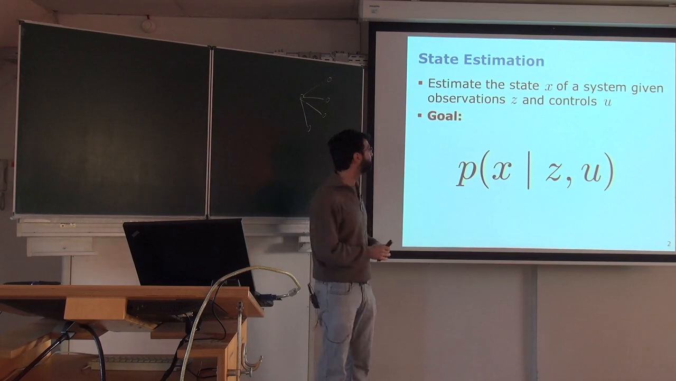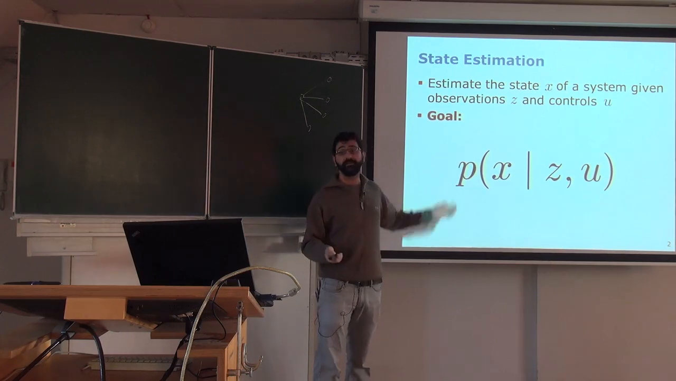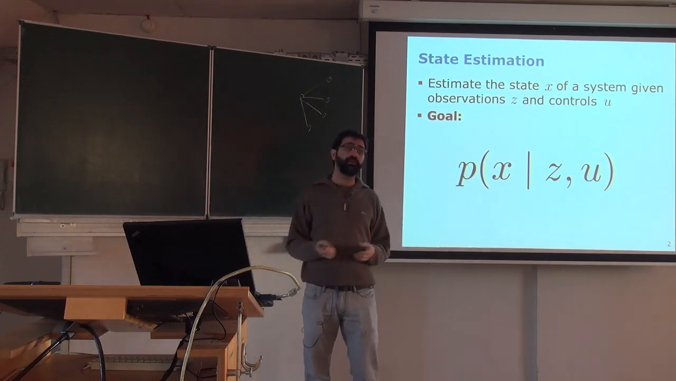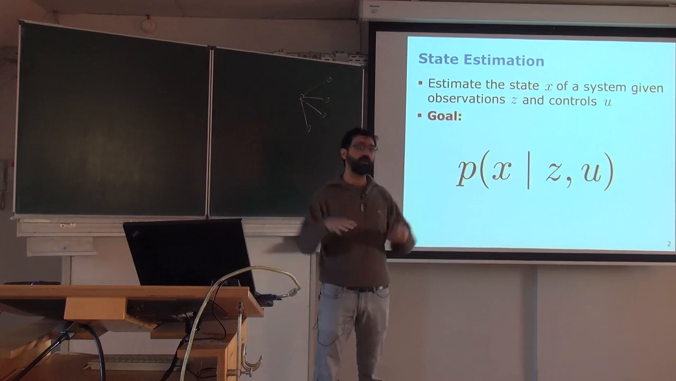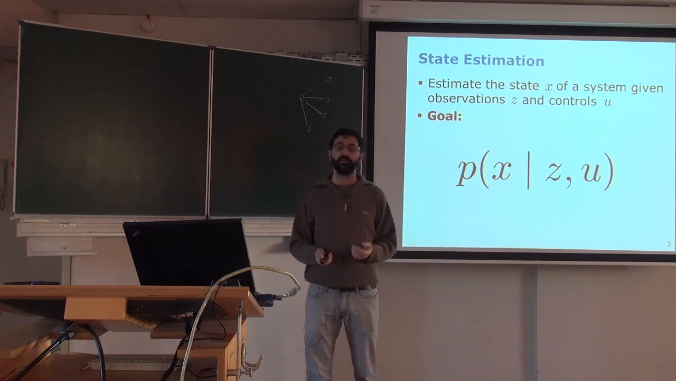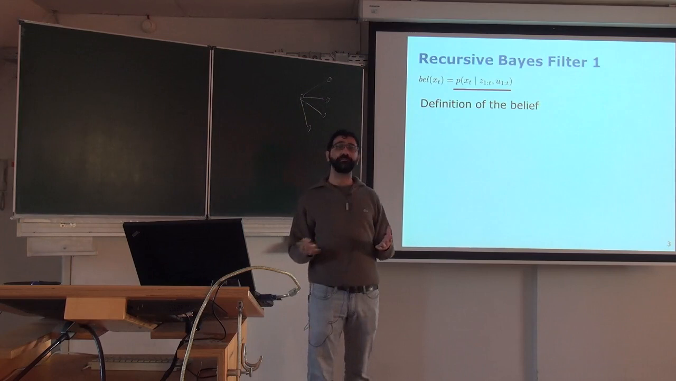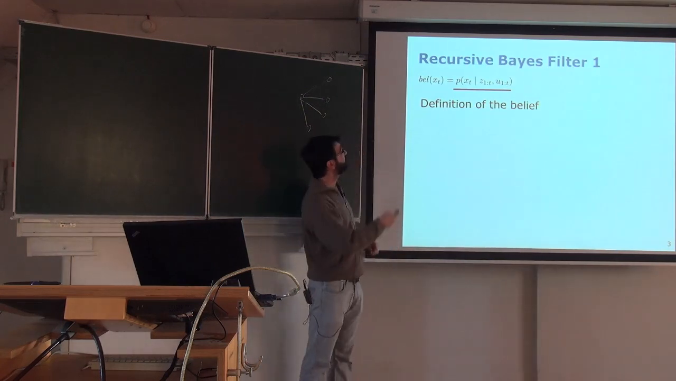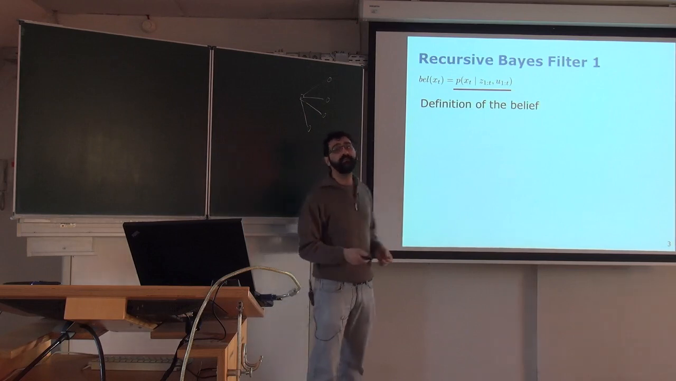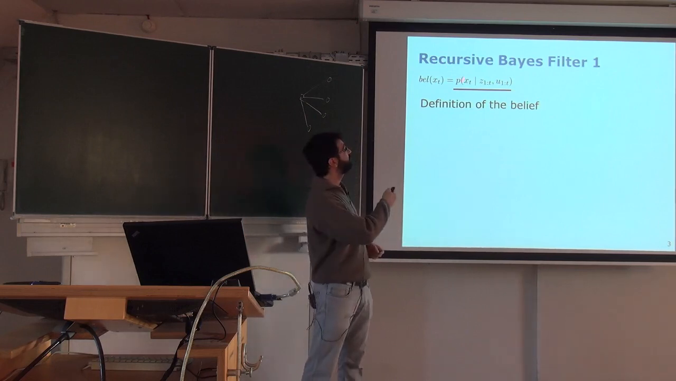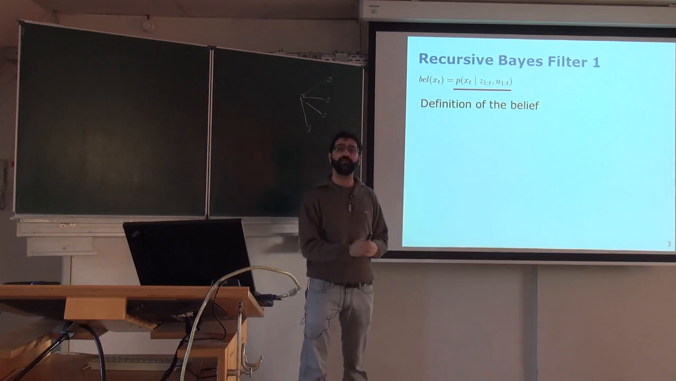How do we do that? One way of doing it, and let's say one general class of doing it, is what is called the Bayes filter. Okay? The Bayes filter starts by defining what is called the belief over a state, and the belief is nothing else than the distribution of the state variable at a certain time t, given all the measurements that you obtained from the beginning of time.